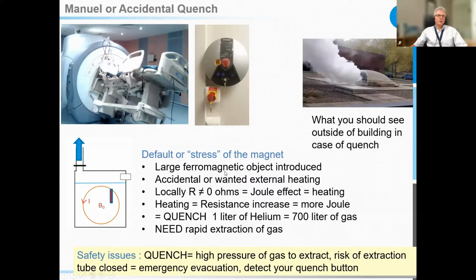This is what happens when you push the quench button, but sometimes, due to some defect or stress in the magnet, you can also have an accidental quench, and everything goes away in a few minutes again. The problem is that helium is very expensive, and if you start this system again, you have to put in 1,500 liter of helium again, and this is expensive.